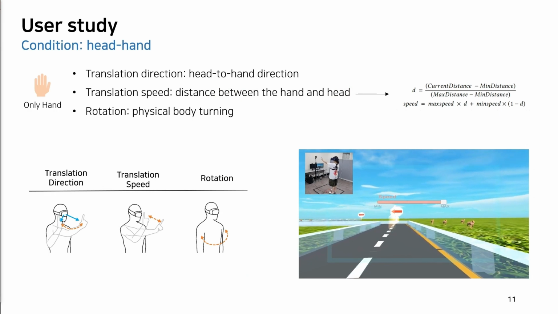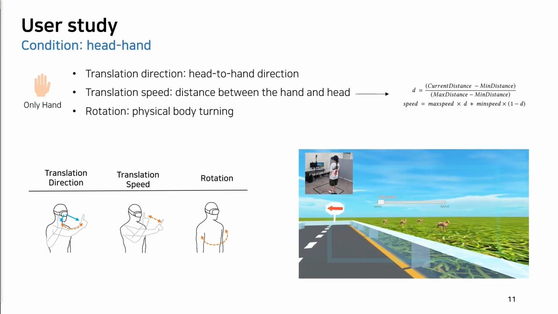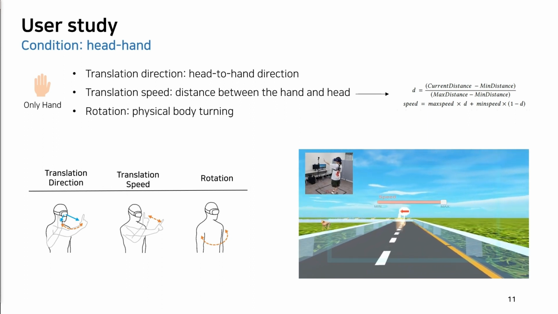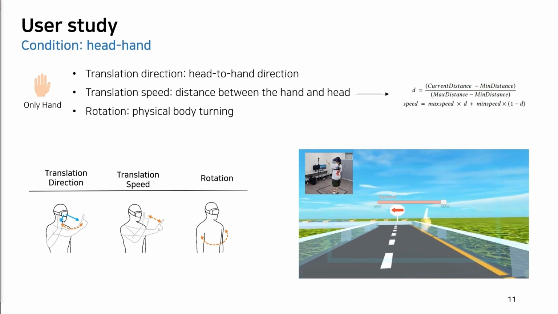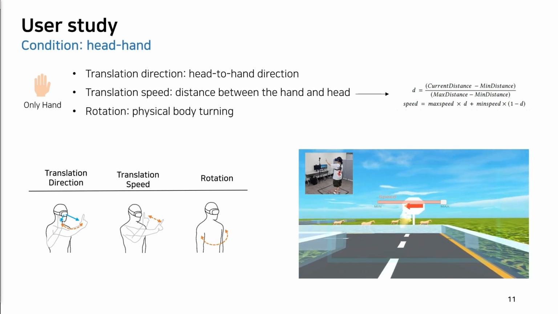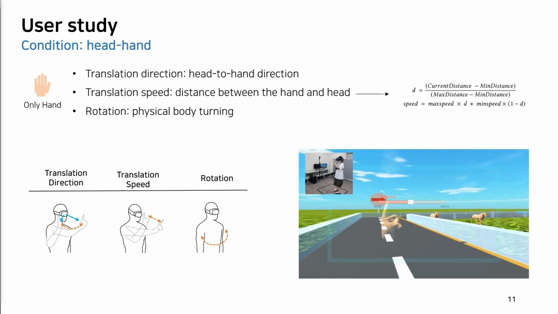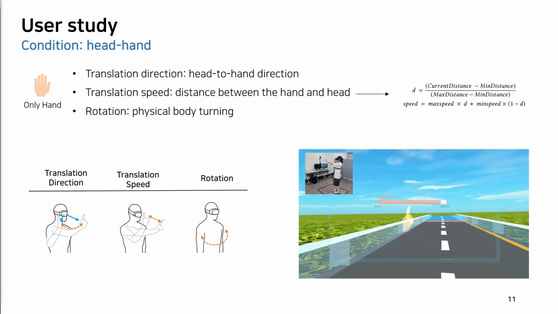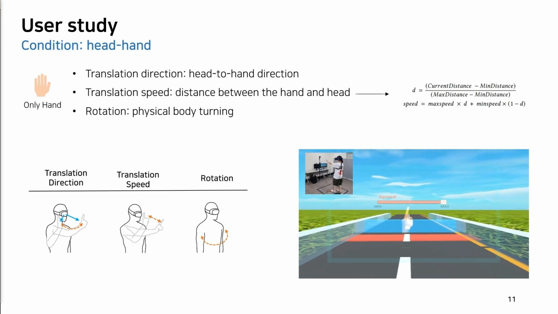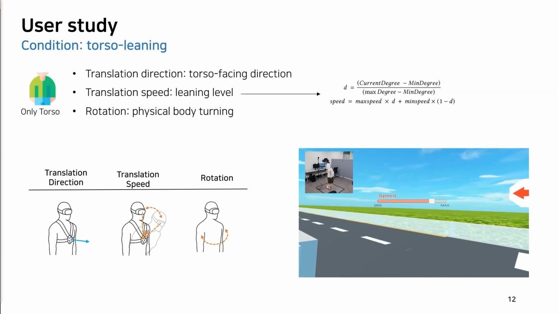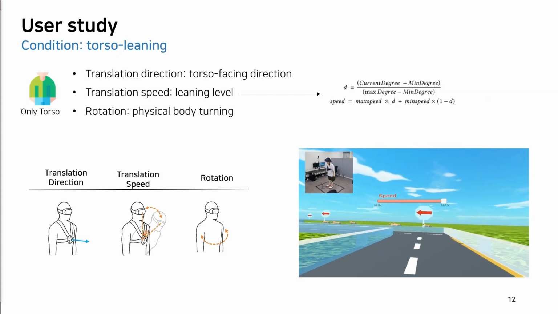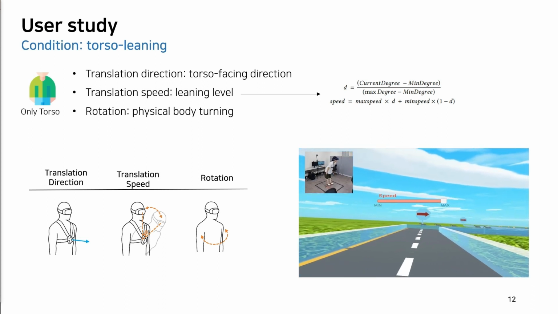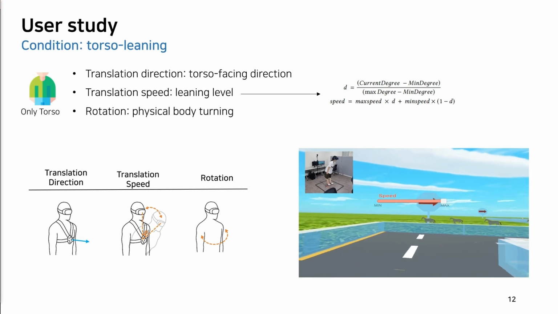With the head-hand navigation, a user can translate in the head-to-hand direction, and its speed was calculated according to the distance between the head and hand. It is the same way as how RayHand determines the translation speed. However, it directly maps the user's physical body turning to rotation. Torso-leaning navigation also directly maps the user's physical body turning to rotation. But the torso-leaning level controls the translation speed.